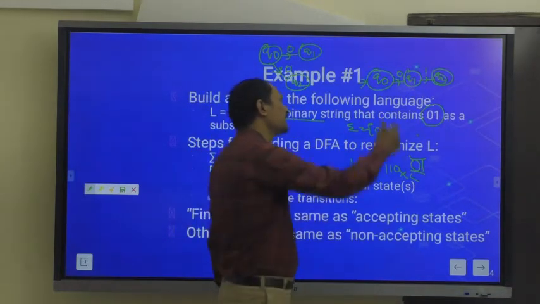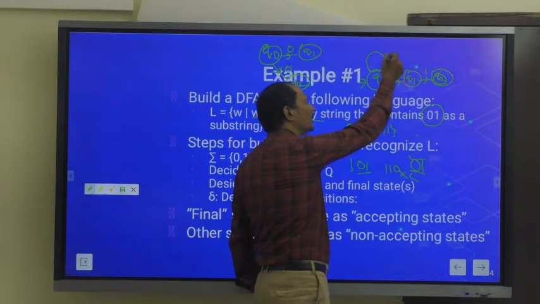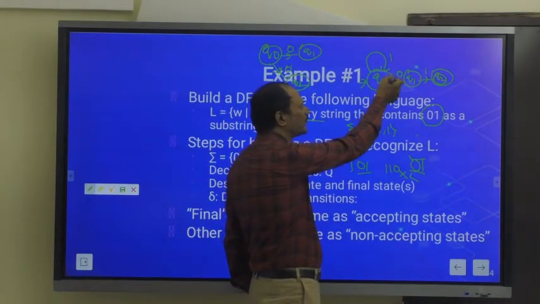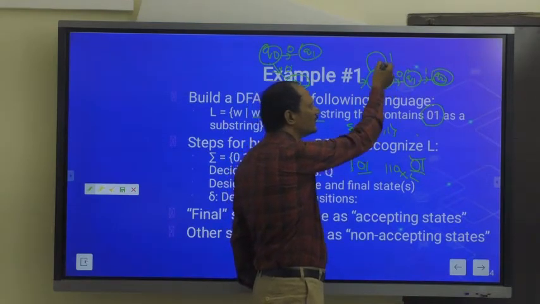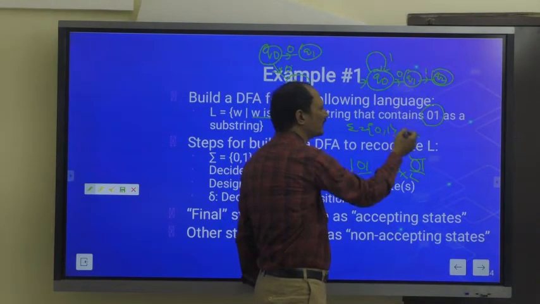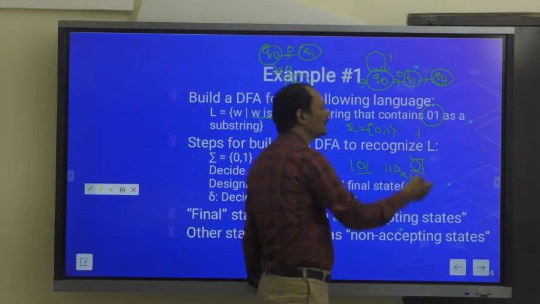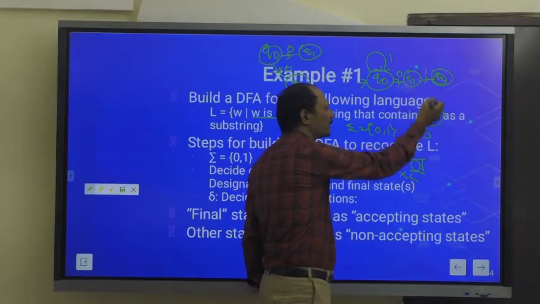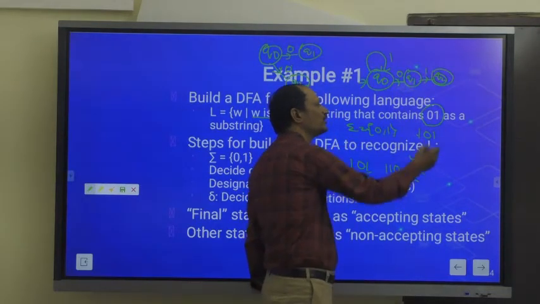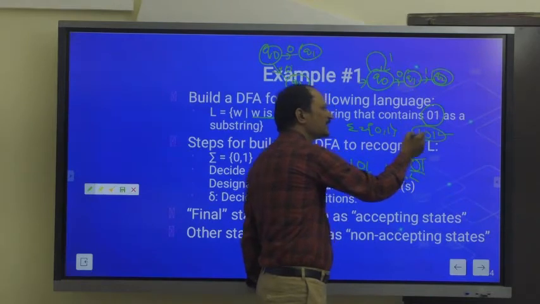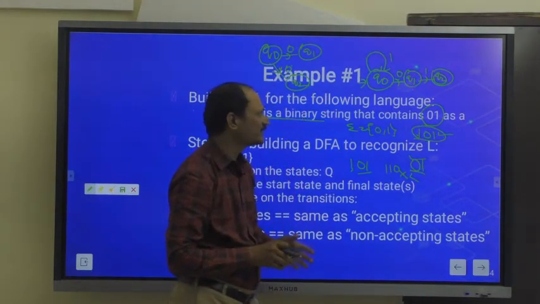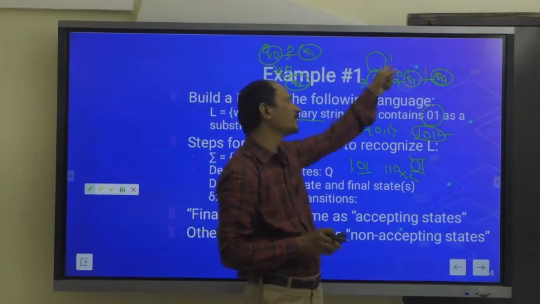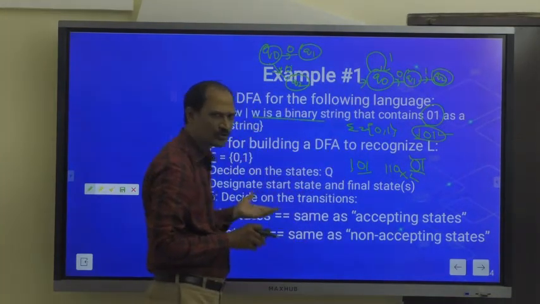Can I apply it as a self loop of 1? Of course, yes. Suppose I apply 1 as a self loop on Q0, let me check it out. Q0 on 1 goes to Q0 only. So with 1, I am at Q0. Then I apply 0 on Q0, I go to Q1. And I apply 1 on Q1, I go to Q2. This is the final string 101. Does this string contain 01 as a substring? Of course, yes. So I can apply 1 on Q0. There is not at all any problem.